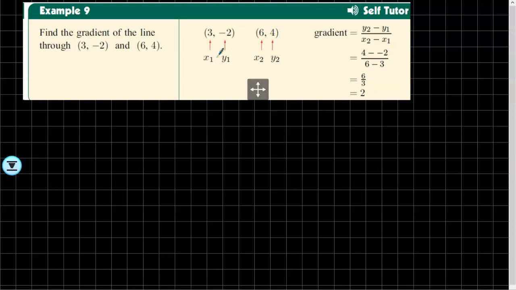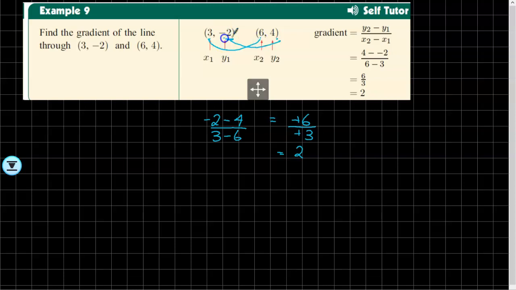Beautiful, they get 2. Now, notice they went 4 take 2. What if I went -2 take 4? So on the top line, I get -6 instead of +6. Is this just going to be wrong? No, as long as I'm consistent. So 2 take 4 and then 3 take 6 is -3, negative and a negative cancel, and I get 2. So as long as you're consistent, if you start from this one, then you have to start from that to go left to right. Does that make sense?